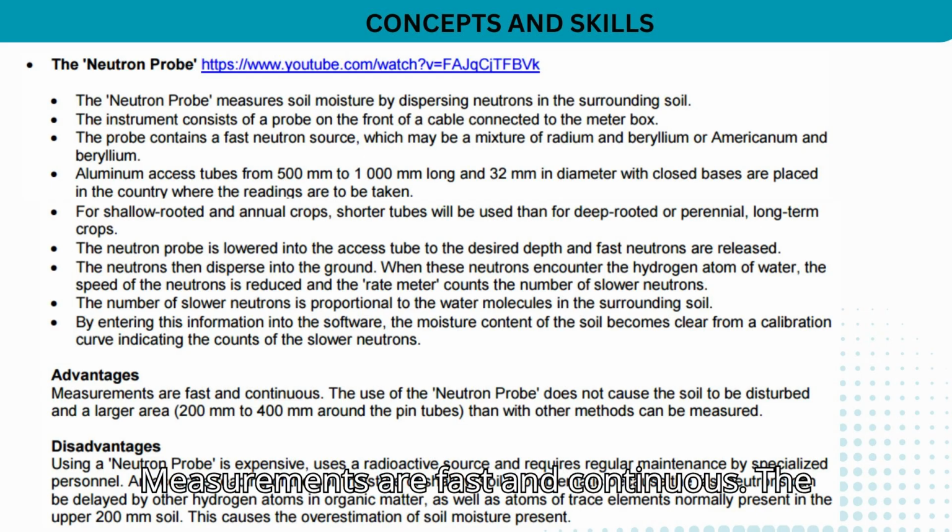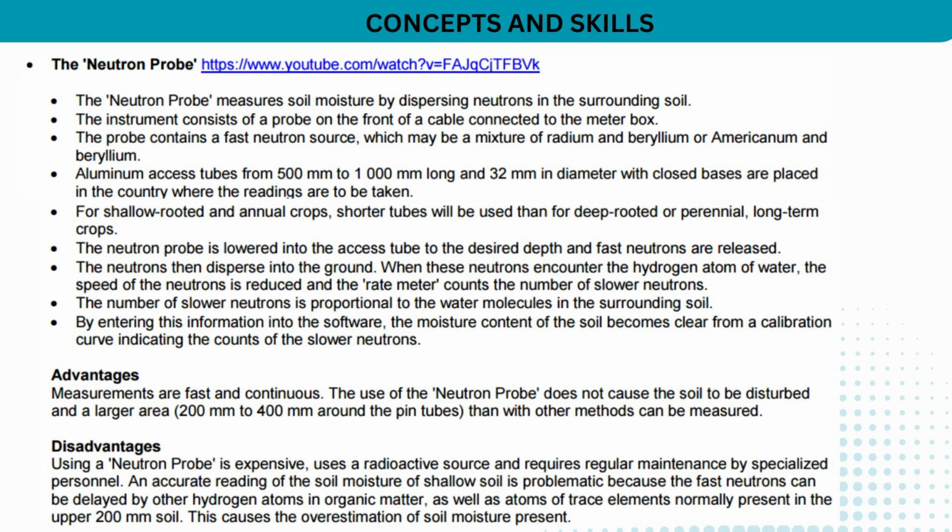Advantages. Measurements are fast and continuous. The use of the neutron probe does not cause the soil to be disturbed. And a larger area, 200 mm to 400 mm around the pin tubes, than with other methods can be measured.